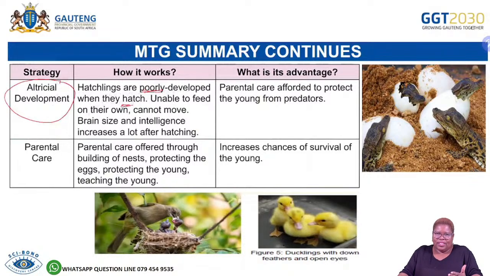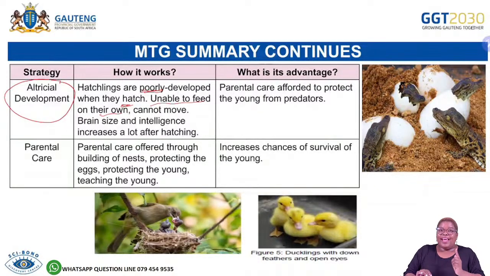Just after parents give birth to you, what happens? There's a lot of parental care there. They feed you, they breastfeed you. We're making sure that you wear warm clothing, you know. So parental care there is 100%. So altricial development, unable to feed on their own, you are a better example there.